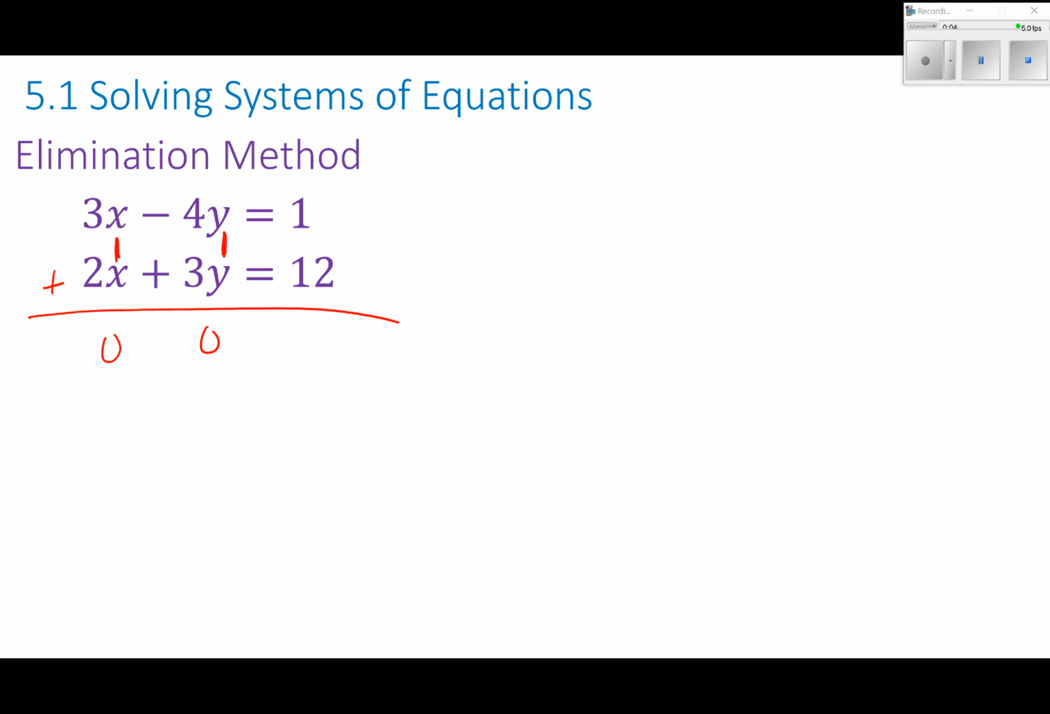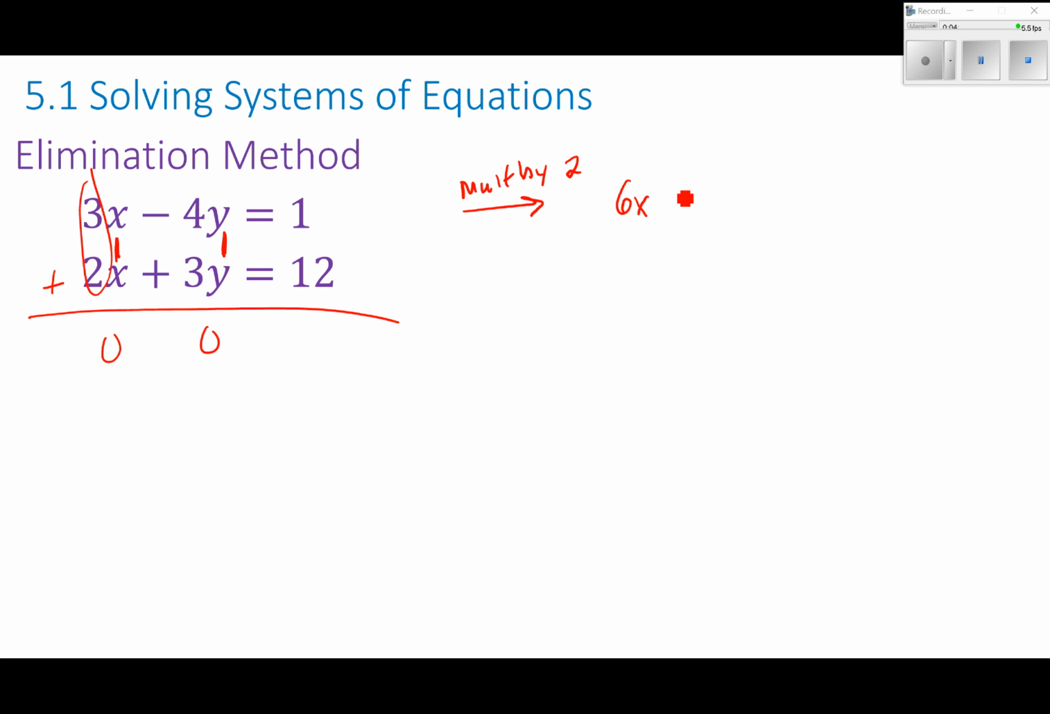Well, right now I can't do that, but I can manipulate each equation to change it up. So let's focus on the 3 and the 2. I'm going to make the top equation, instead of being 3x, I want to make that 6x. In order to do that, I have to multiply by 2. So I'm going to multiply every single value in here by 2.